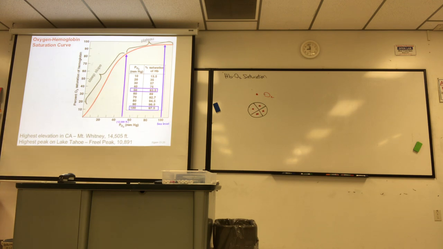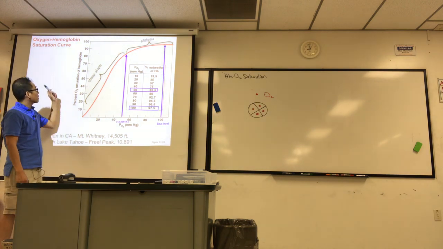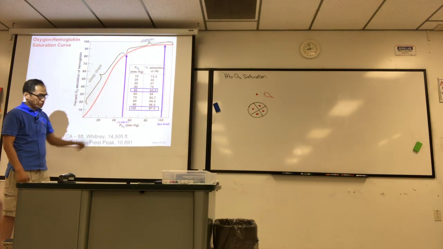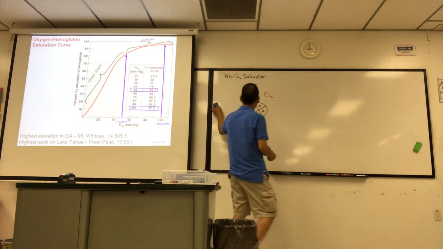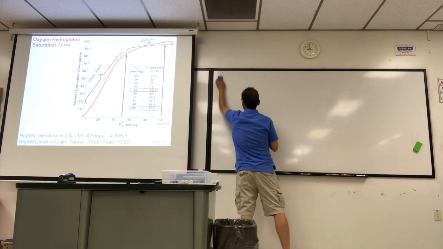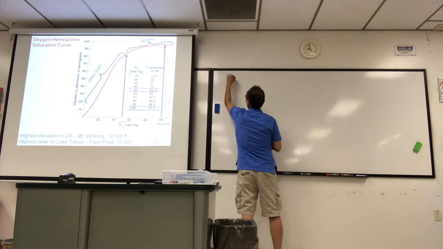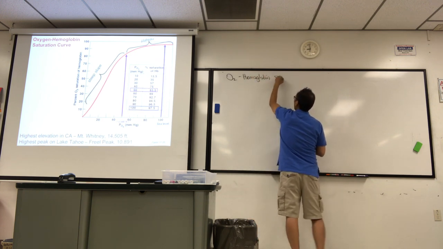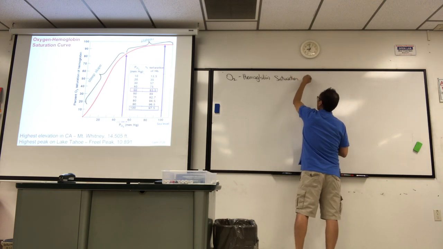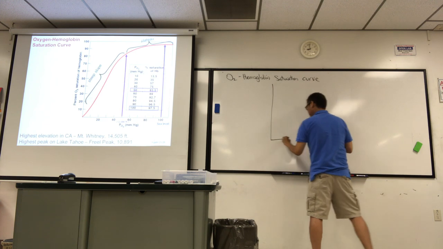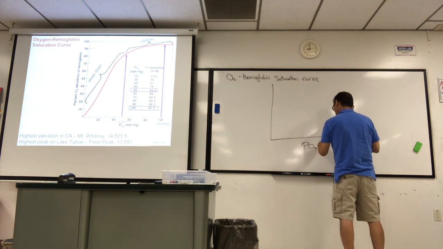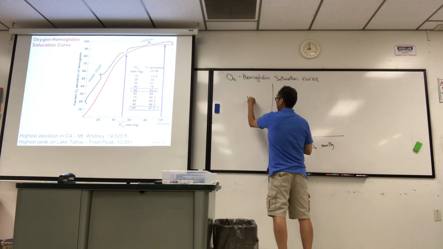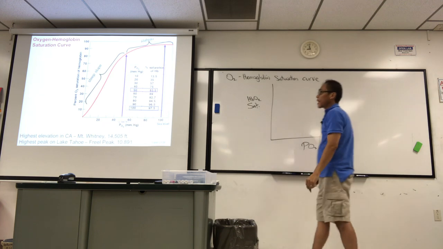So this is a very important graph in every physiology book. They determine the relationship of saturation to oxygen tension, PO2. This is the relationship. They call this the oxygen-hemoglobin saturation curve. What you're looking at is PO2 in millimeters of mercury on the x-axis, plotted against O2 saturation, HbO2 sat, on the y-axis.